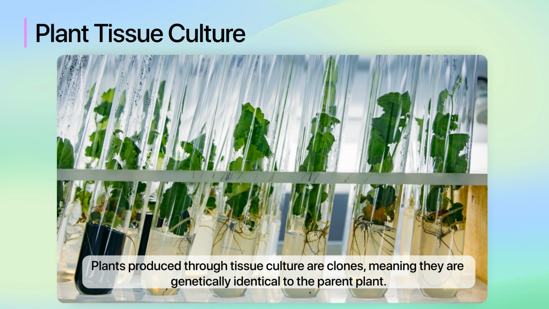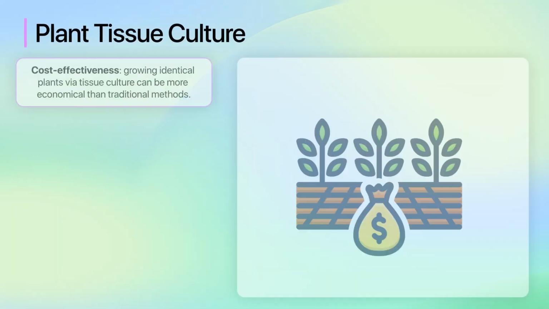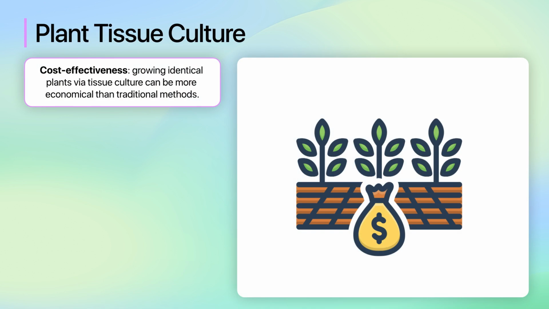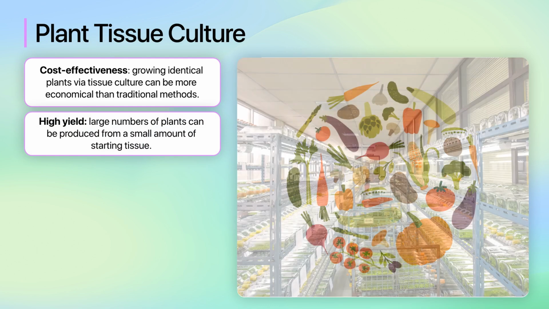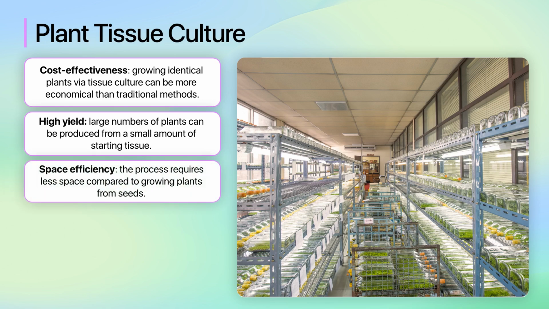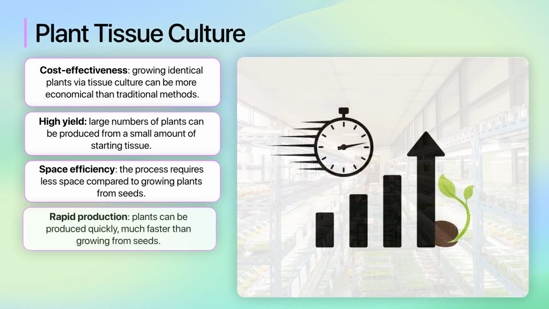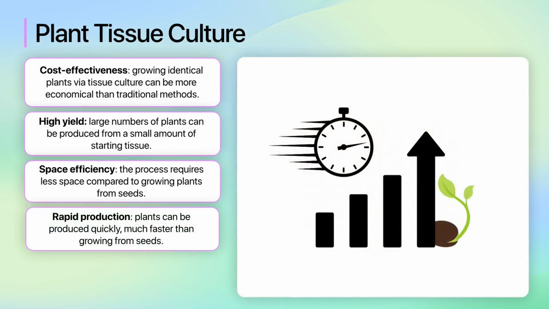This technique is highly beneficial in plant breeding programs for several reasons. One reason is cost effectiveness. Growing identical plants via tissue culture can be more economical than traditional methods. Another is high yield. Large numbers of plants can be produced from a small amount of starting tissue. The process is also space efficient, as it requires less space compared to growing plants from seeds. Plants can be produced quickly, much faster than growing from seeds.